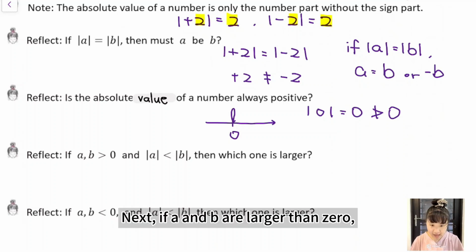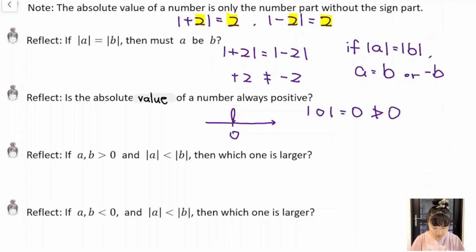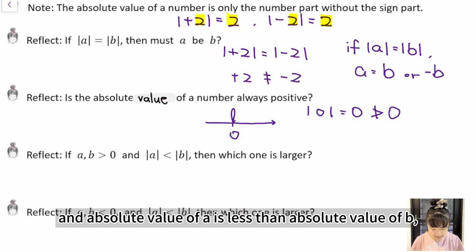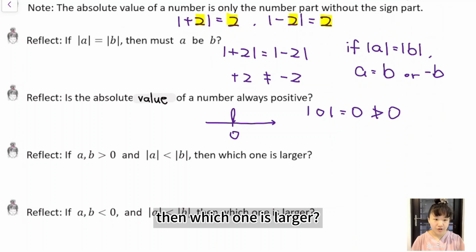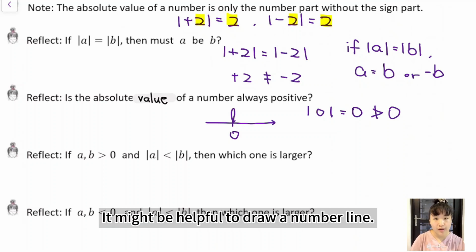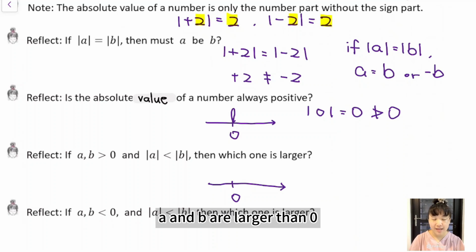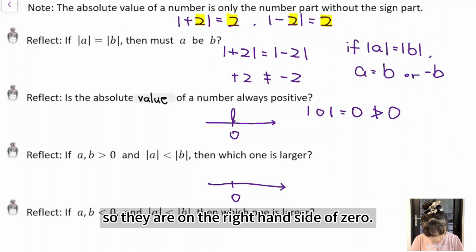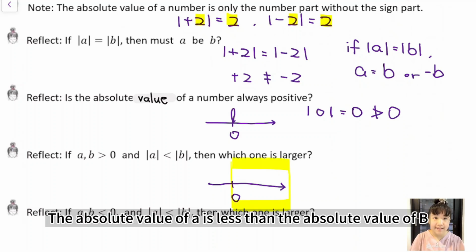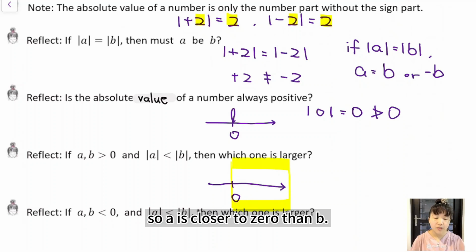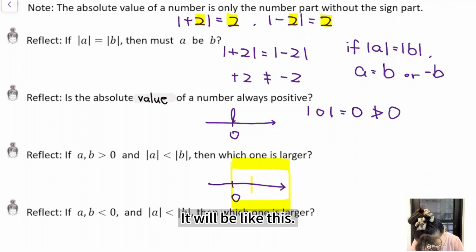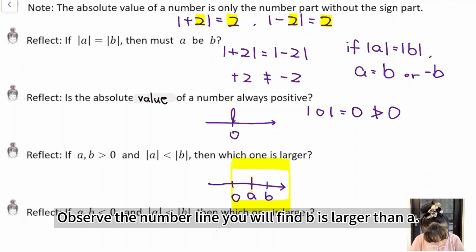Next, if A and B are larger than 0, and absolute value of A is less than absolute value of B, then which one is larger? It might be helpful to draw a number line. A and B are larger than 0, so they are on the right-hand side of 0. The absolute value of A is less than the absolute value of B, so A is closer to 0 than B. It will be like this. Observe the number line. You will find B is larger than A.